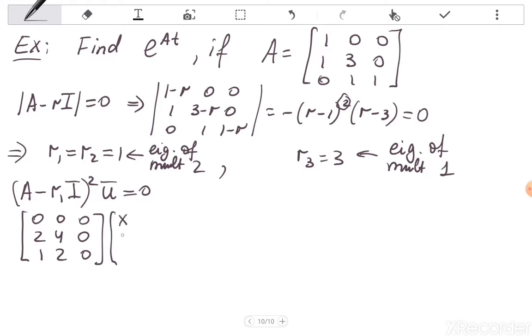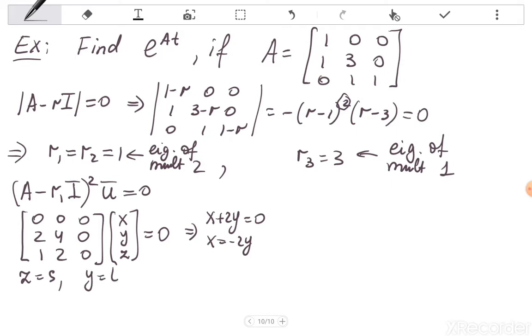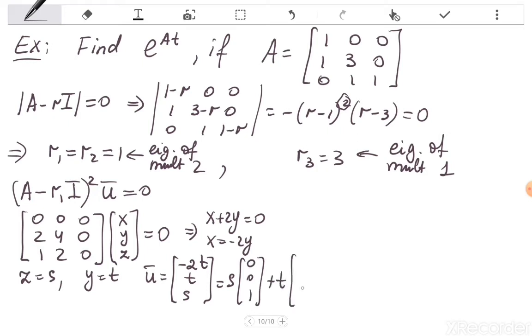So let's say x, y, z is 0. This gives us x plus 2y is 0, so x is minus 2y, and z can be any, right? So we can take z to be s, one parameter, and y to be another parameter t. So vector u is x is minus 2t, y is t, and z is s. So this is s times 0, 0, 1 plus t times minus 2, 1, 0. And these two can be taken as two linearly independent generalized eigenvectors.